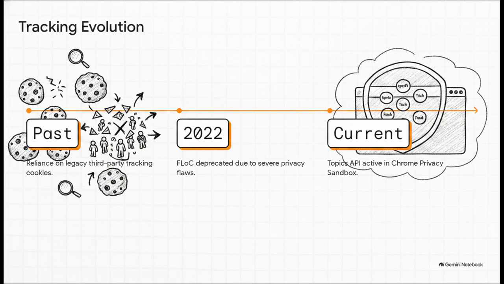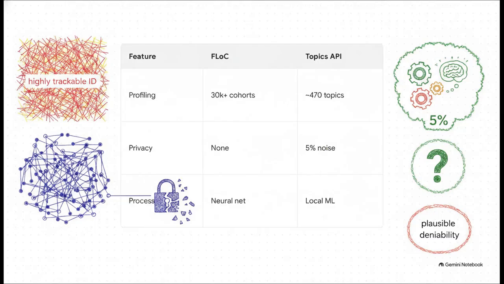But FLoC faced massive, and I mean massive, industry rejection from privacy advocates and competing browsers. Why? Because it grouped users into highly specific algorithmic cohorts, which essentially allowed ad networks to just reverse engineer your individual browsing history. It was a privacy nightmare. Because of that intense backlash, FLoC was completely deprecated in early 2022. And that brings us to the current year, where the Topics API is now active as the centerpiece of Chrome's Privacy Sandbox suite. When you contrast these two systems side by side, the differences are pretty stark.